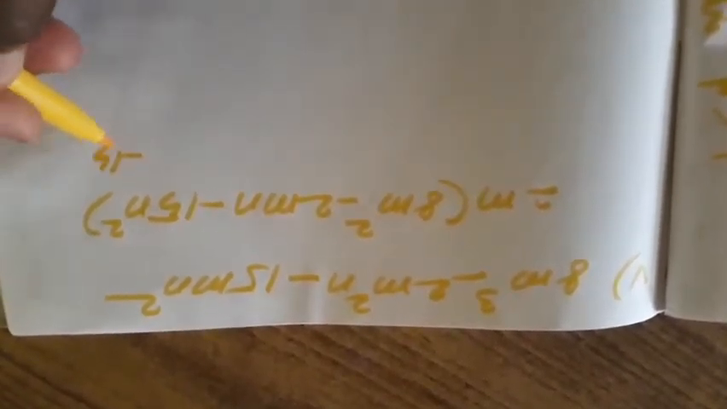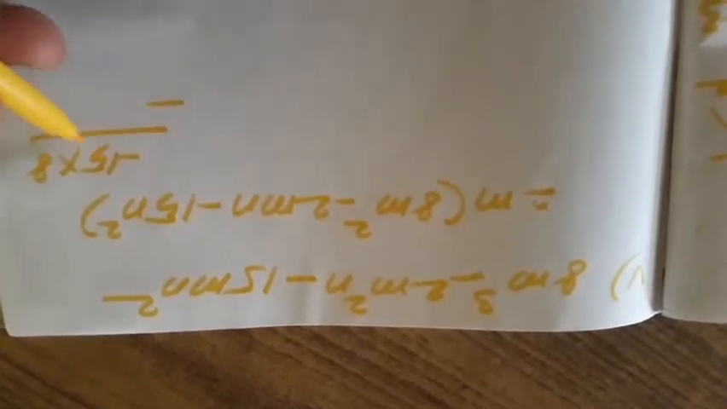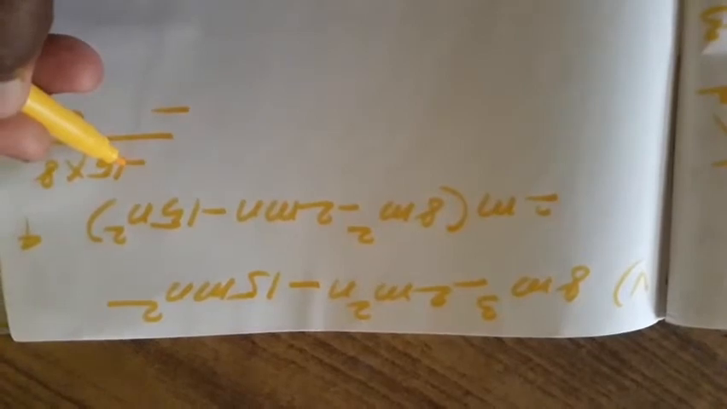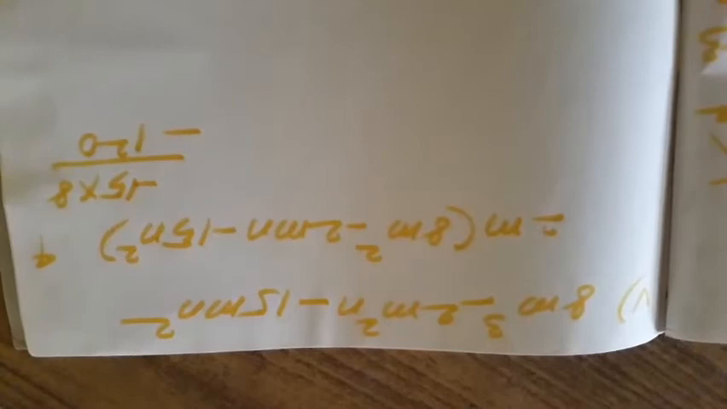Now take the product of the coefficient of m square and the coefficient of n square. The coefficient of m square is 8, and the coefficient of n square is minus 15. Plus into minus is minus. 8 fives are 40, put 0, remaining 4. 8 ones are 8, 8 plus 4 is 12, so 120. So the constant term is minus 120.